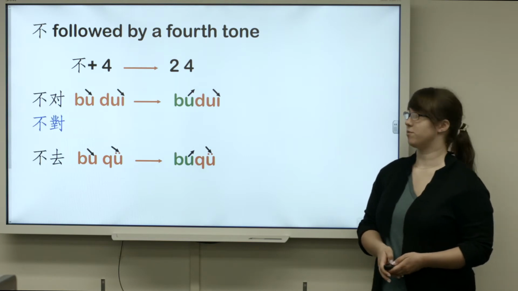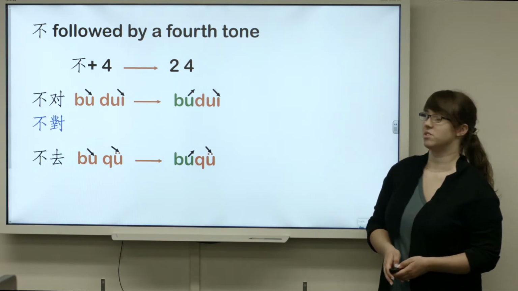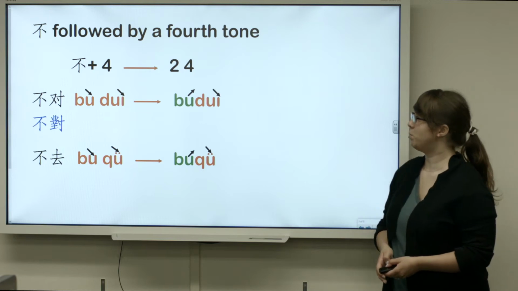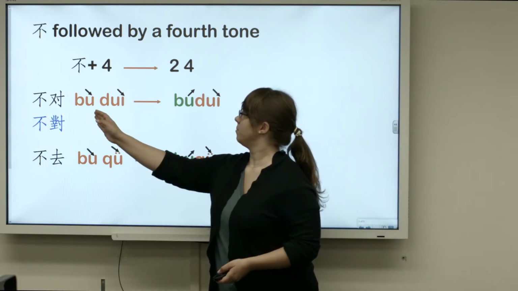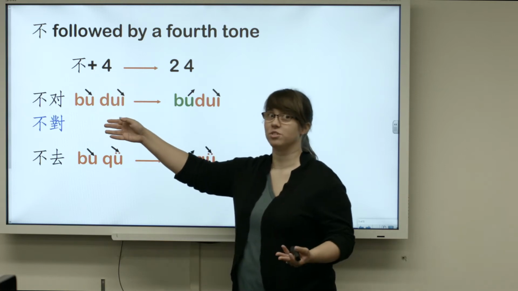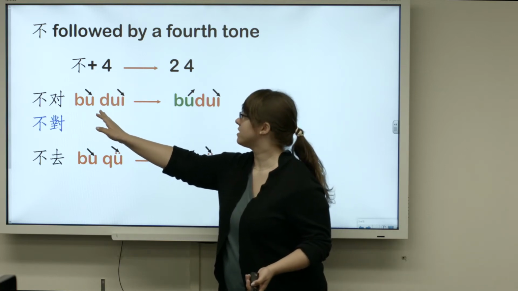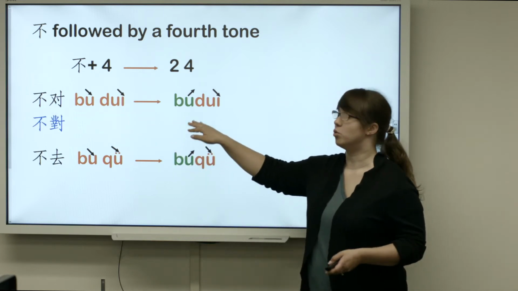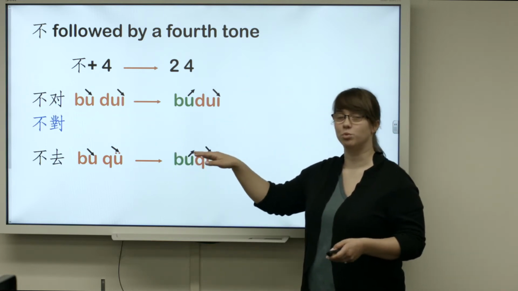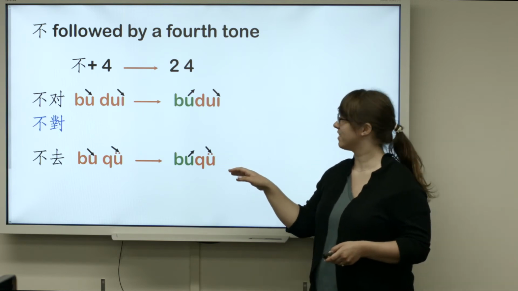Next, when 不 is followed by a fourth tone, it becomes a second tone. So 不 by itself has the fourth tone. 不 is naturally the fourth tone, but when it's next to things like 不对, it becomes 不对.